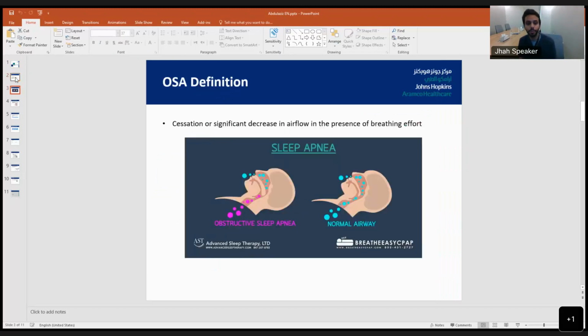So at the beginning, let's know what is OSA, or what is obstructive sleep apnea. It is a cessation or significant reduction in airflow in the presence of breathing effort. So it is a reduction in the air movement during sleeping, which causes a significant reduction in airflow, and sometimes there is completely no air movement during sleeping, or there is no effort of breathing, which will cause an arousal or a stop of breathing.